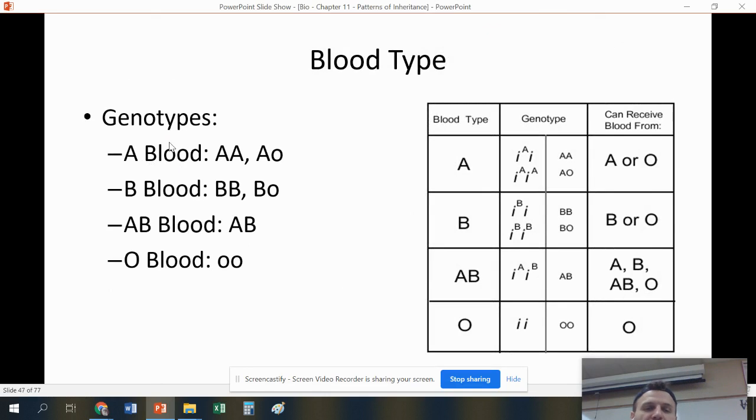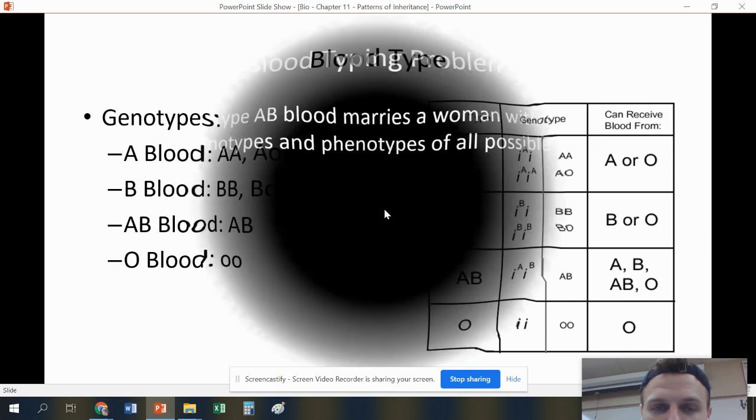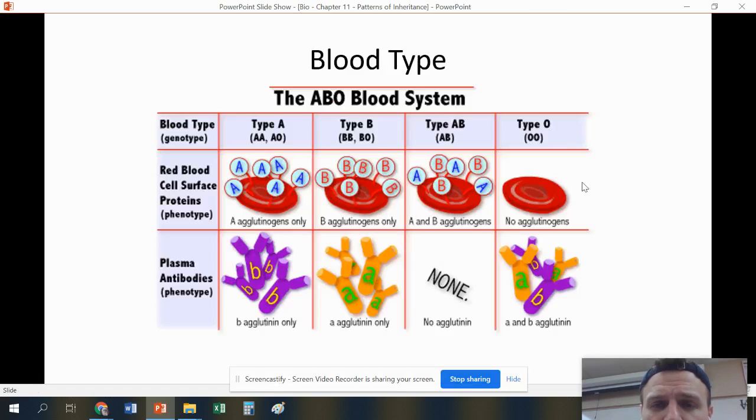So again, our genotypes, just like I mentioned: AA for A blood, AO for A blood, BB and BO for B blood. AB is the only type of genotype that produces AB blood, and OO produces O blood. I'm not going to go through the examples, but what I want to talk about is blood typing and what you can receive from somebody with AB or BO, whatever blood.